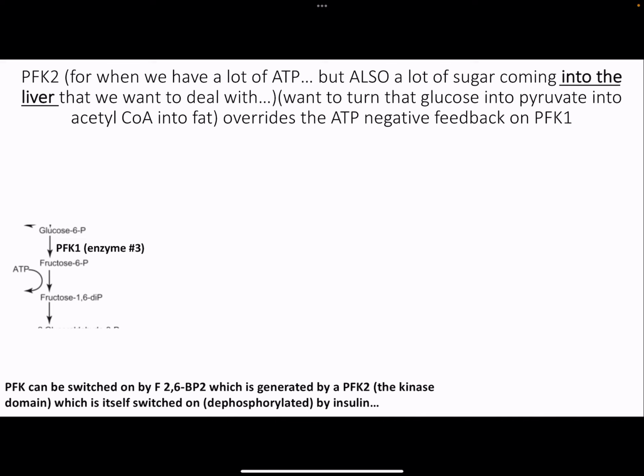Switched on by fructose 2,6-bisphosphate, shown there. That is generated by PFK2, the kinase domain, and remember that these regulatory enzymes typically, this is going to be dephosphorylated by insulin, which is what insulin does. It dephosphorylates things. So insulin dephosphorylates PFK2. That turns off the phosphatase and turns on the kinase. The kinase turns fructose 6-phosphate into fructose 2,6-bisphosphate.